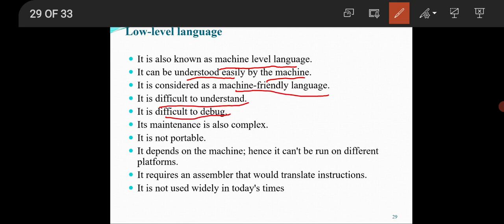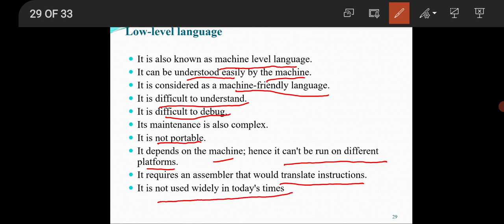It is difficult to debug. Maintenance is also complex. It is not portable. It depends on the machine, hence it cannot run on other platforms. It requires an assembler that would translate the instructions. It is not widely used today. Nowadays, machine level language is not used. So this is about the low level language.